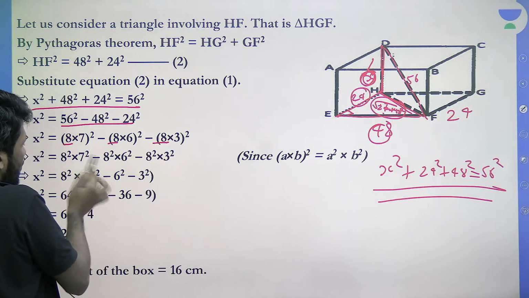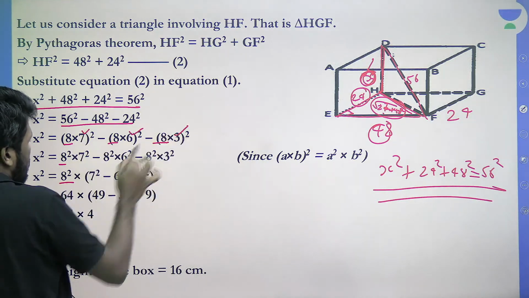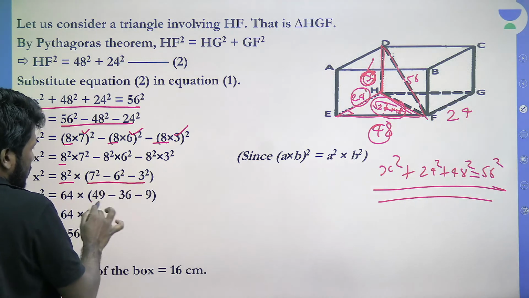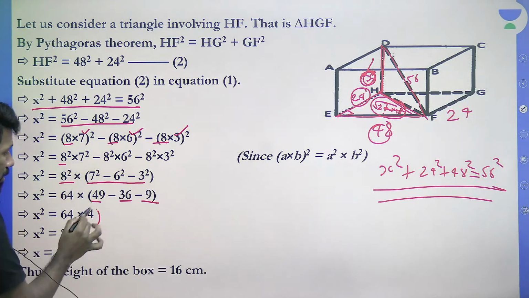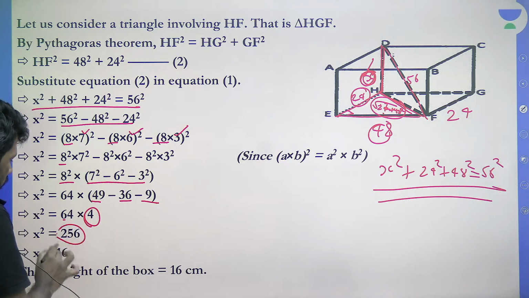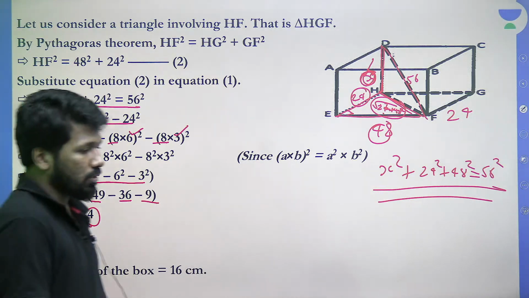That 8 square you can take outside. 8 square taken outside: 7 square, 6 square, 3 square. Difference: 7 square is 49, 6 square is 36, 3 square is 9. The difference of that will become 4. 64 into 4 is 256. That is x square, the required answer squared. So x will be equal to 16. That is how the height is 16.